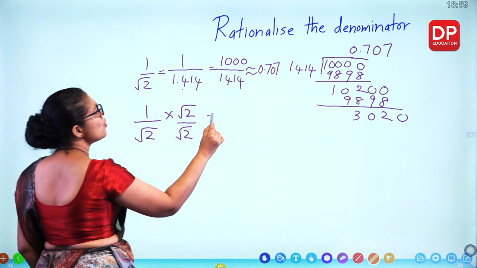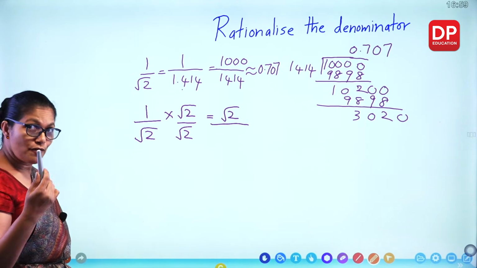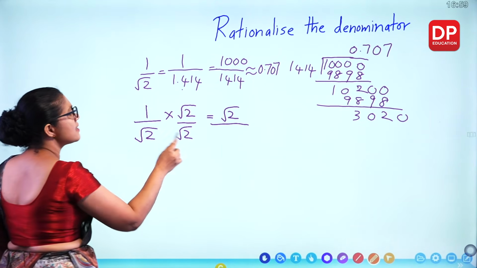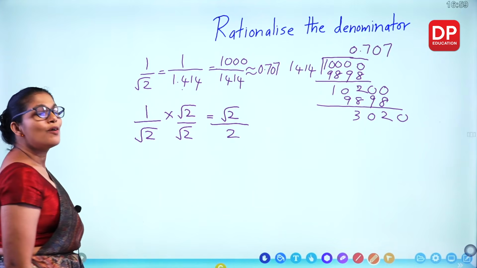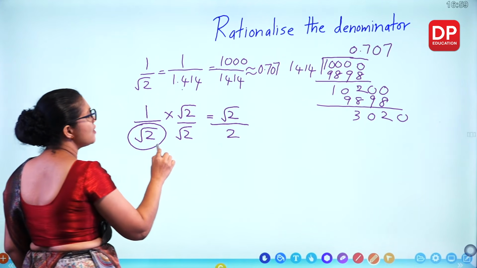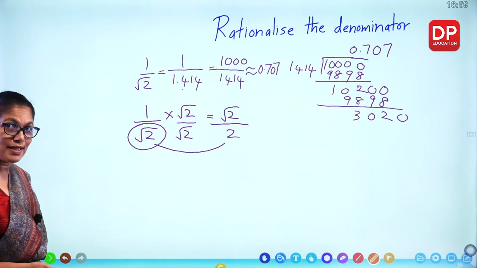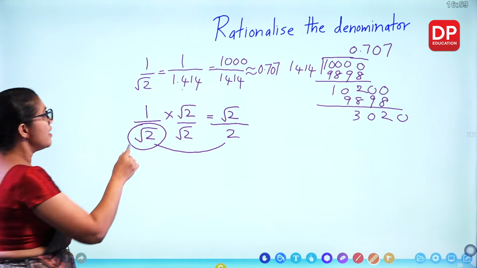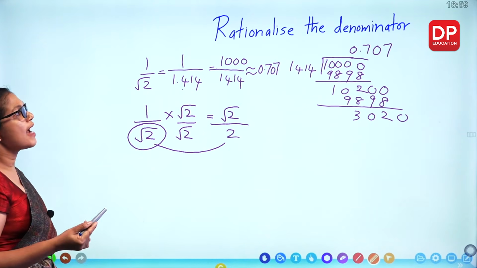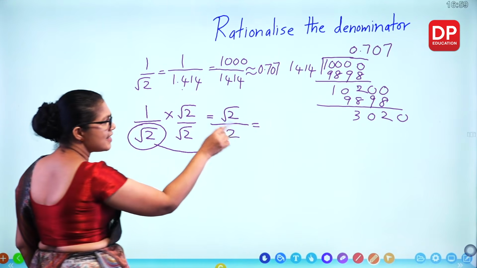1 times root 2, you get root 2. Root 2 times root 2. We did squaring root values, surd values. You get the same number. Now, what can we see? This surd value now becomes a whole number. So that's called rationalizing: the irrational number becomes rational. So rationalize the denominator. Now, how can we find out this answer?